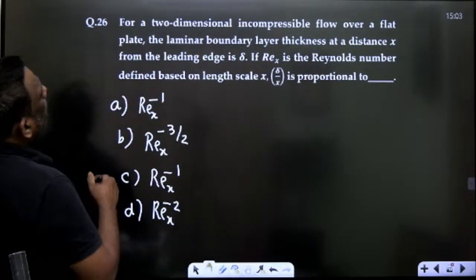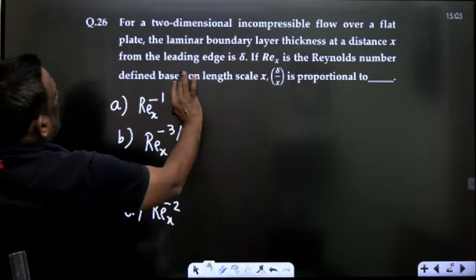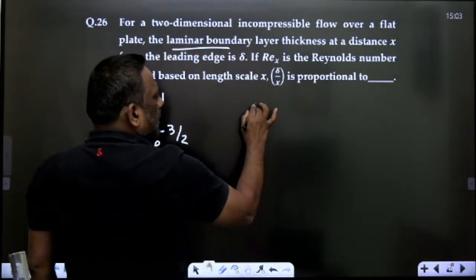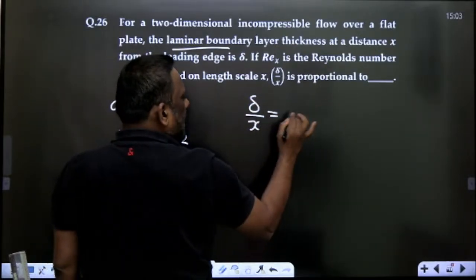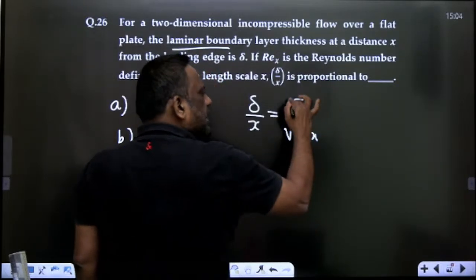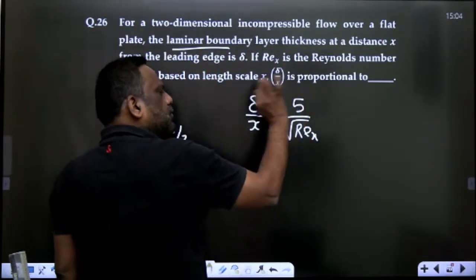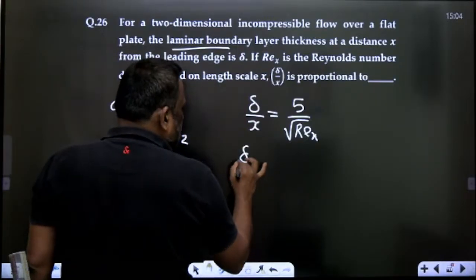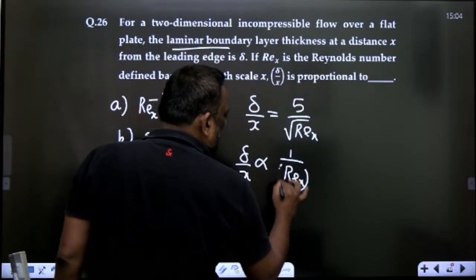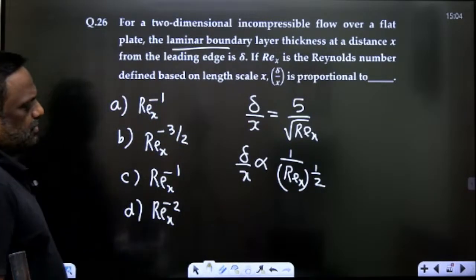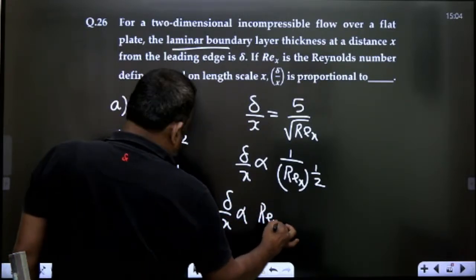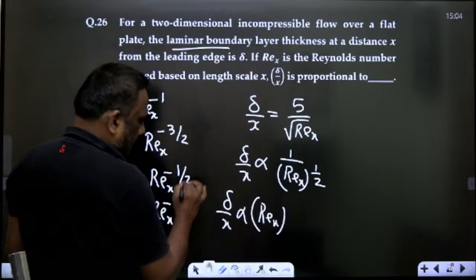Look, you know, what has been said? The laminar flow. Okay, in a two-dimensional incompressible laminar flow, I give the equation. Delta by x is equal to Blasius equation, let's take. It is something like 5 by root Re x. This changes, if the velocity profile is changing then this will keep changing. Okay, sir. So can I write like this? Delta by x, for laminar this is 1 by Re x to the power 1/2. Can we write, sir? Delta by x is proportional to, yes sir. So delta by x is proportional to Re x to the power -1/2. Yes sir.